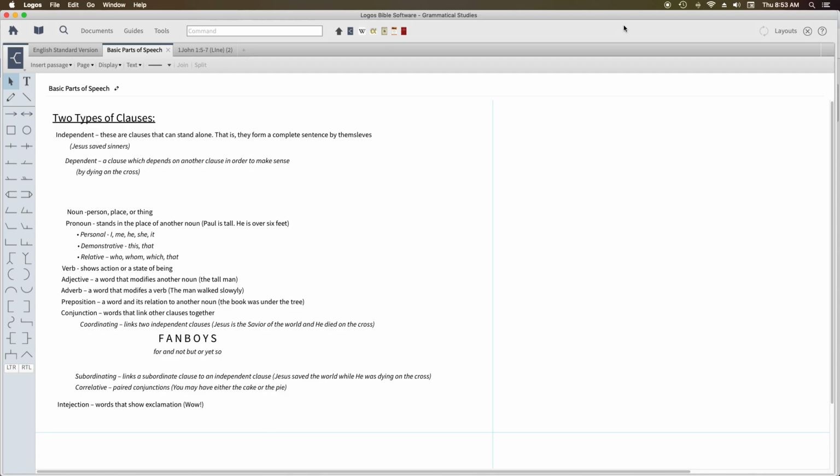Okay, we are on our third video here, and today we're going to actually be diagramming a couple of passages here. It's actually one long passage. It's going to be 3 verses, and we'll look at that in a minute. But before we get started, I did want to go over a little bit more about the basic parts of speech, because there are some things that you do need to know in order to be able to diagram something.